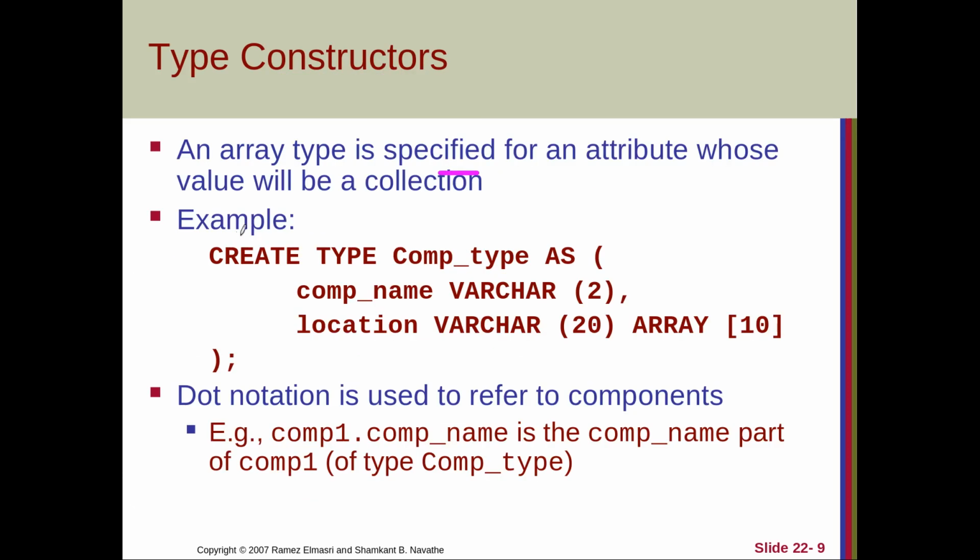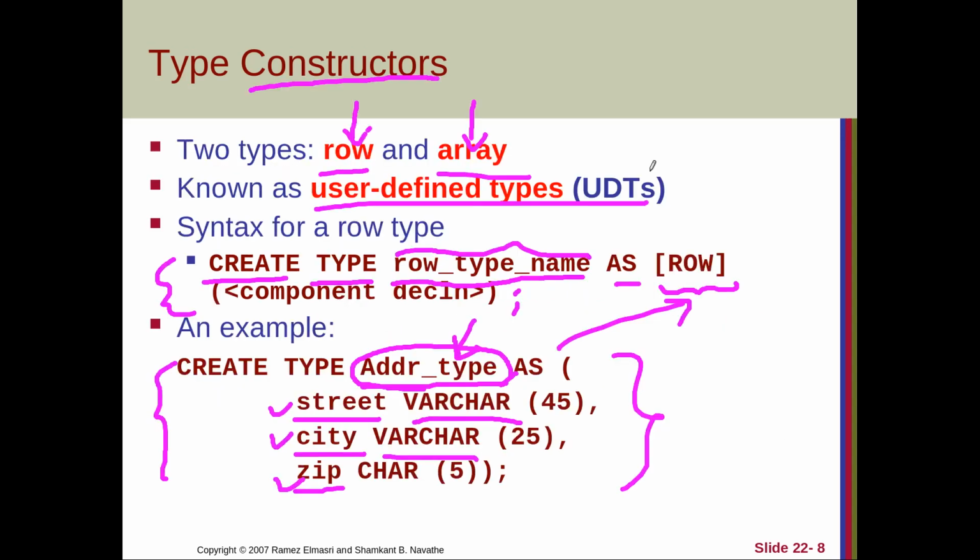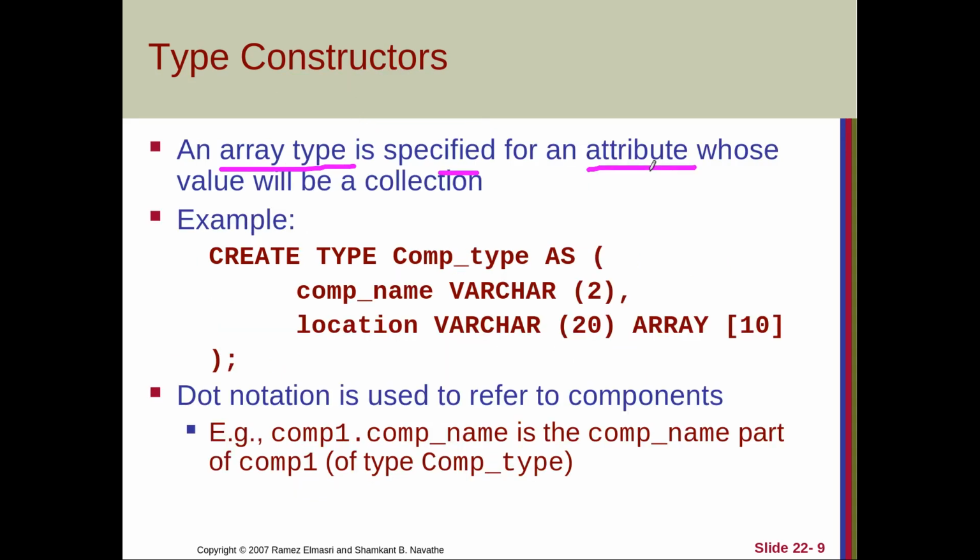Now we will see how we can specify an array type. An array type is specified for an attribute, so it is normally given for a particular attribute, but a row type is given for an entire type, which is common. But an array type is given for an attribute whose value will be a collection. Array, as you know, normally consists of a number of values. So for a collection only we are using it. For a particular attribute, if you have a collection of values, we can use the type constructor array. We will see one example.